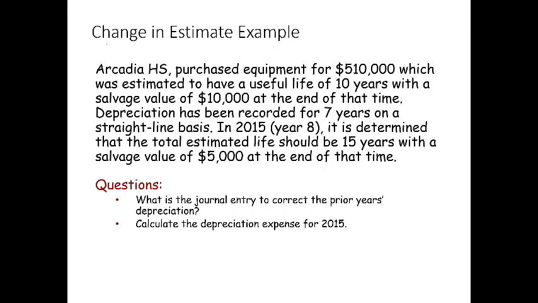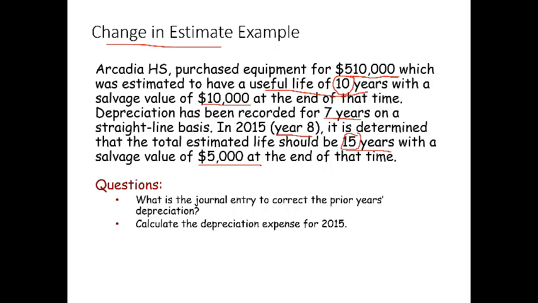Here's an example of a change in estimate. How do we handle changes in estimates today and in the future? Well, Arcadia High School purchased equipment for $510,000, which is estimated to have a useful life of 10 years, with a salvage value of $10,000 at the end of that time. Depreciation is recorded for 7 years on a straight line basis, and in 2015, year 8, it's determined that the total estimated life should actually be 15 rather than 10, right? So we had said it was 10. Now they decide the total estimated life should have been 15, with a salvage value of $5,000 at the end of that time.